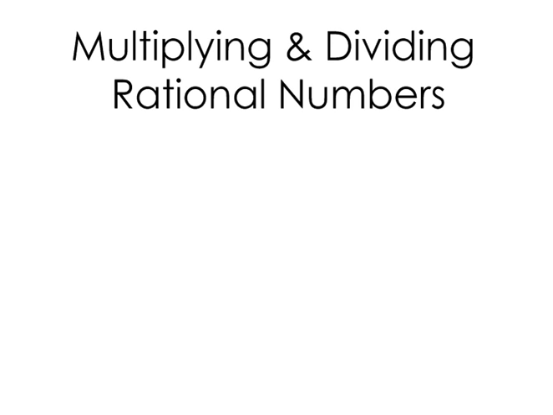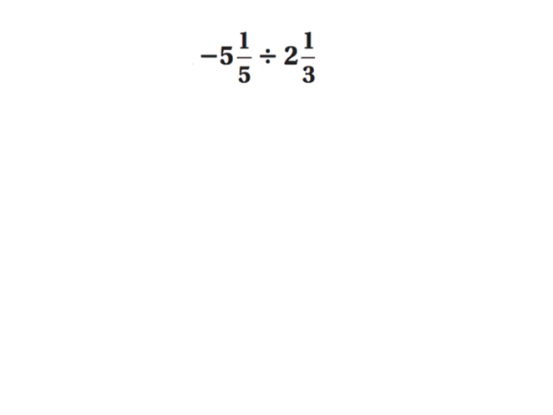These are video notes on multiplying and dividing rational numbers. Remember that a rational number is any number that can be written as a fraction, so it includes integers, fractions, repeating decimals, and terminating decimals. For our first example, we are going to divide two mixed numbers.